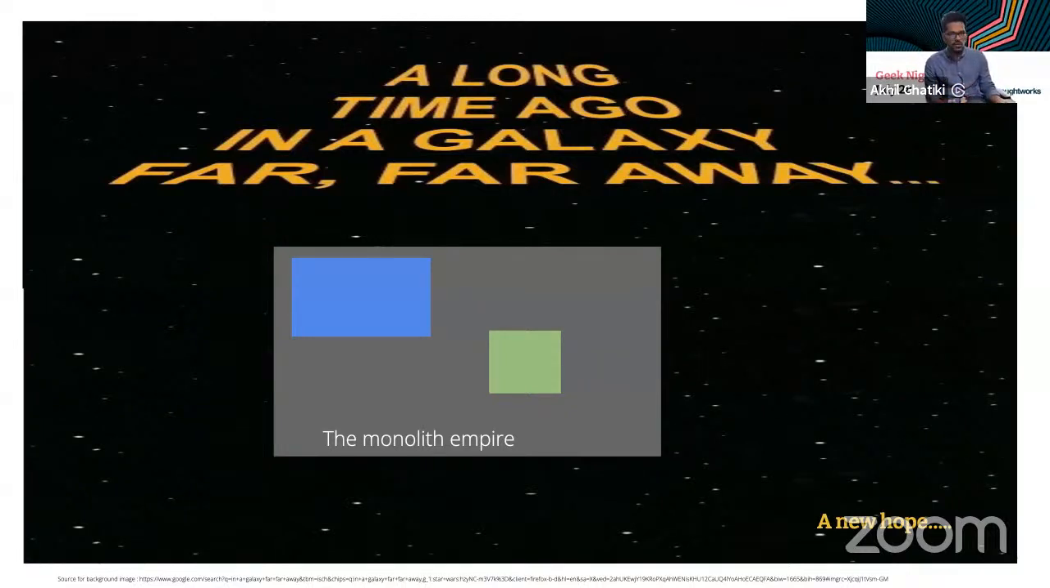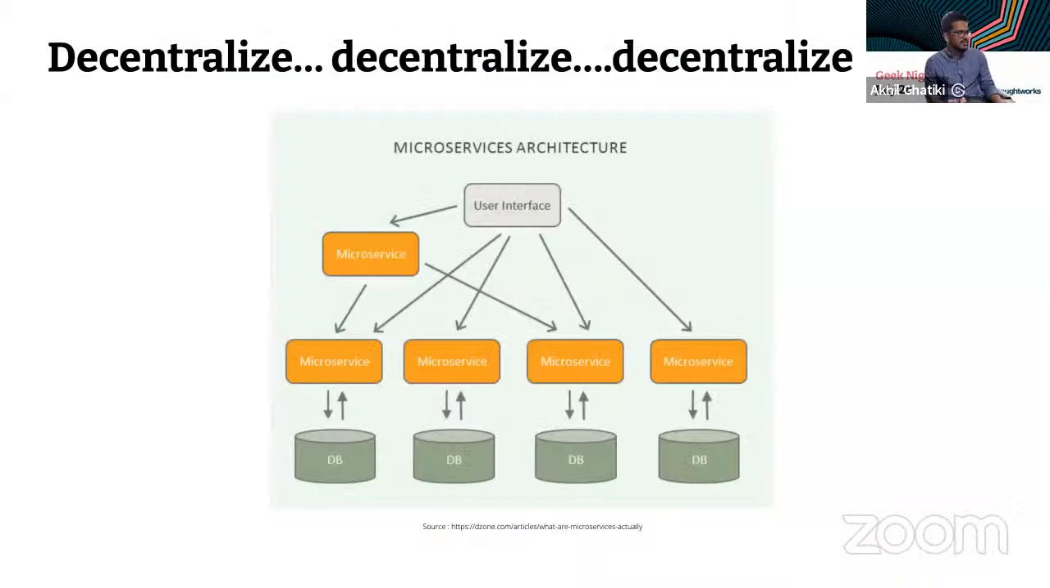And then we had a new hope. That new hope is microservices. Suddenly, the whole development community started moving away from the monolith mindset, and they started talking about decentralizing everything. If you take a look at a microservice architecture, if you go like 30 floors up on a building and look down on it, it would look something like this. You have a user interface.